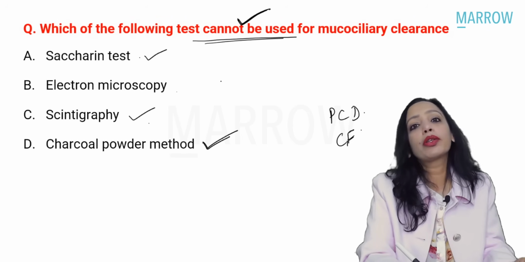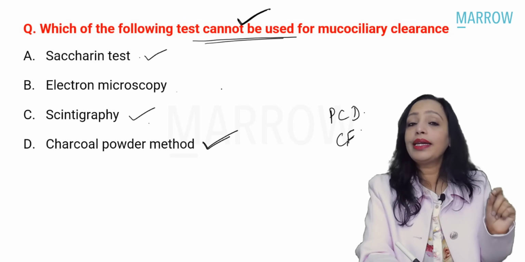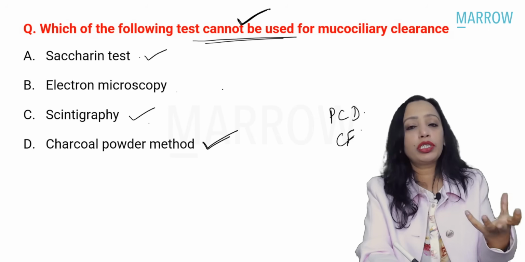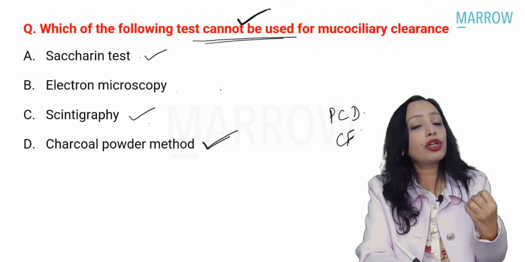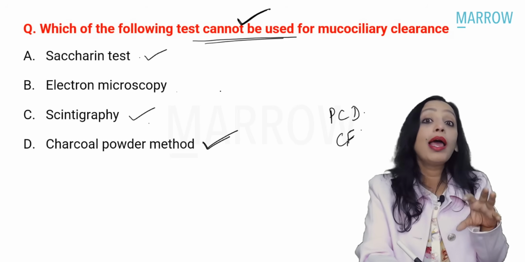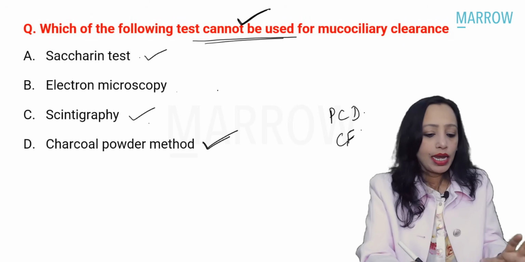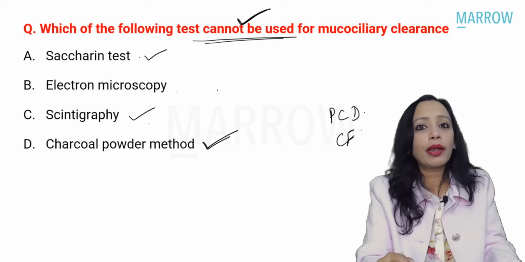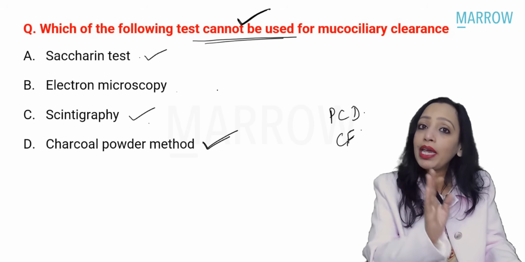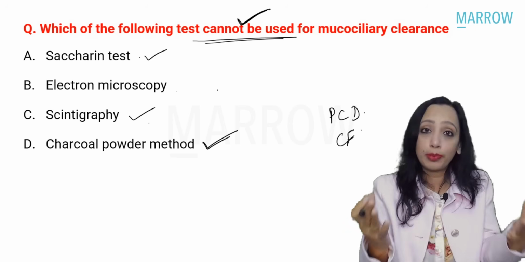What can electron microscopy do? Electron microscopy, yes, can observe the cilia. It can tell the ultrastructure of the cilia, whether it is normal or not. But it has been found that around 30% of the cilia, even if they appear normal, might not be functional. And also, if the cilia are functional but there is any obstruction anywhere, in spite of all the cilia being functional, the clearance time will be delayed because of edema, because of obstruction.